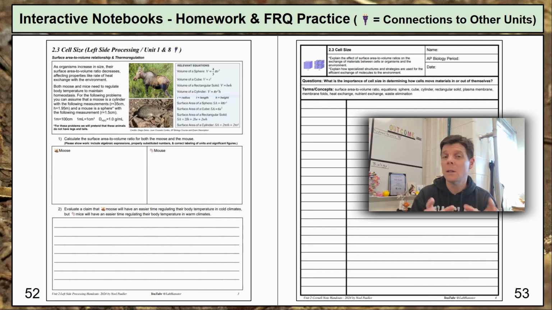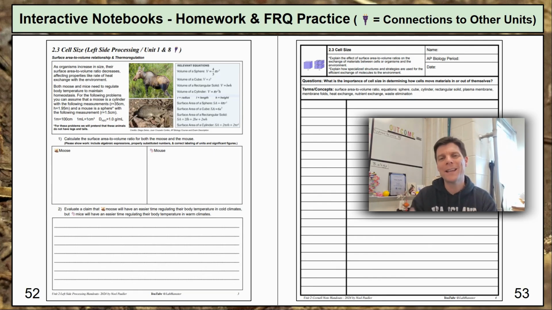When we are going to use those concepts in class, I'll have the students complete what I call left side processing. That's the 2.3 cell size that you see on the left of your screen with the picture of the moose and the mouse. So in Unit 2, we're going to connect back to the mice from Unit 1. We're also going to connect to the moose that are featured prominently in Unit 8 when we explore the ecology of Isle Royale, a national park in Michigan, located actually on an island in Lake Superior.